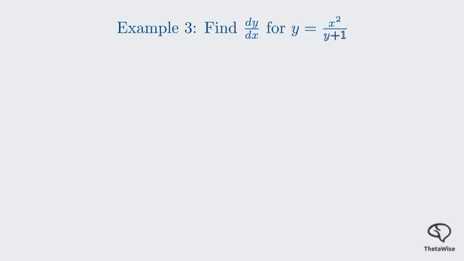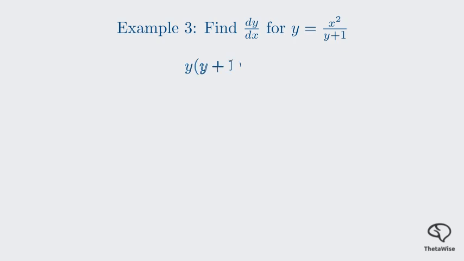For our third example, let's see how to handle a quotient. We want to find dy/dx for the equation y = x² / (y + 1). This equation is already solved for y, but the right side contains y. We could use the quotient rule, but it's often easier to first rearrange the equation to eliminate the fraction.